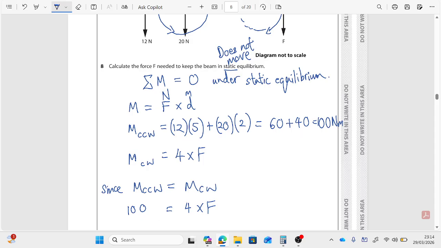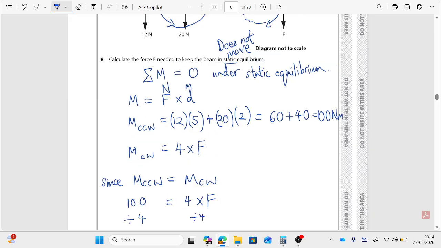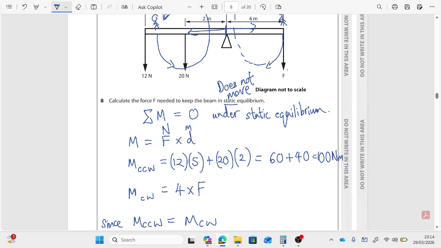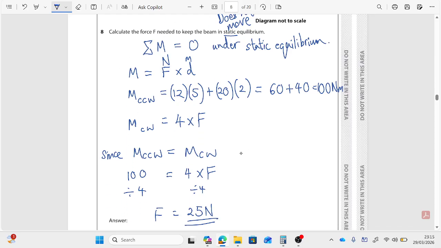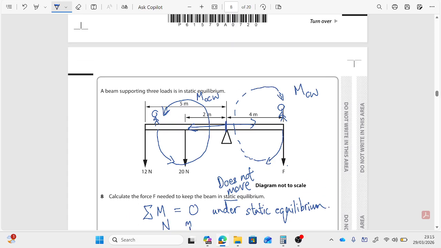So to solve this equation, you divide both sides by 4. And then 4 divided by 4 is 1, so it's 1F. So F is equal to 100 divided by 4, which is 25 Newton. So that means the missing value F here is 25 Newton. And that is it.